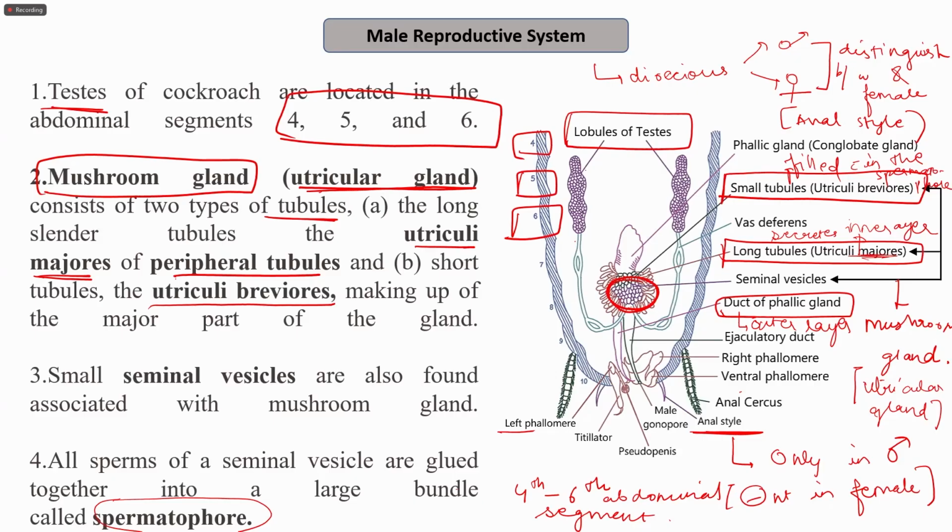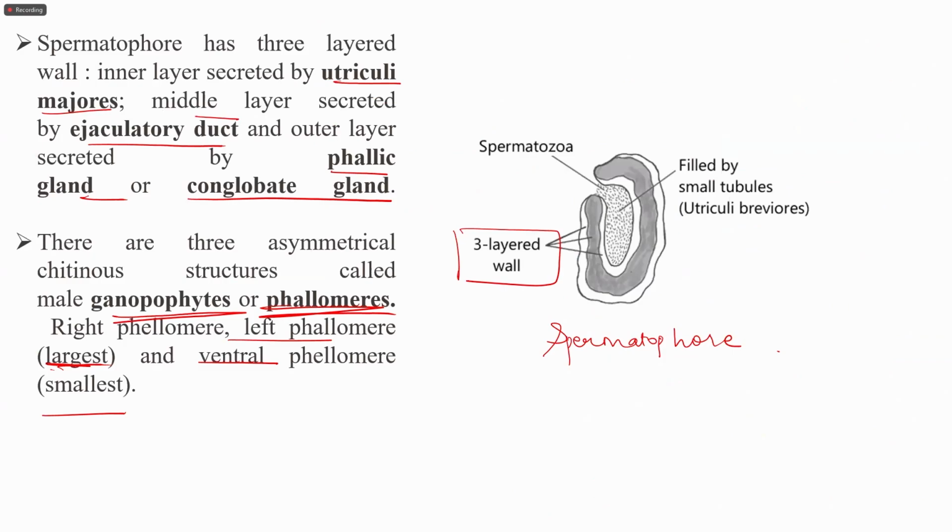The covering is a pouch-like structure with a small aperture on one side. Inside, it is filled with the secretion of the small tubules, the utriculi breviores. The secretion of the small tubules fills the spermatophore and nourishes the sperm. So what is the function of this secretion? It nourishes the sperms. You can see here that the spermatozoa are being stored.